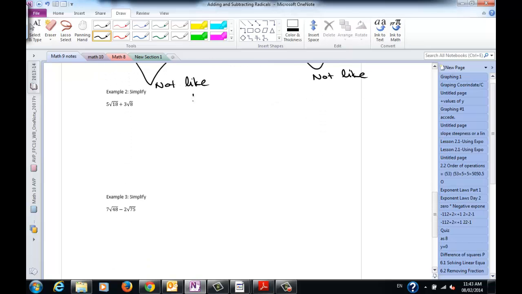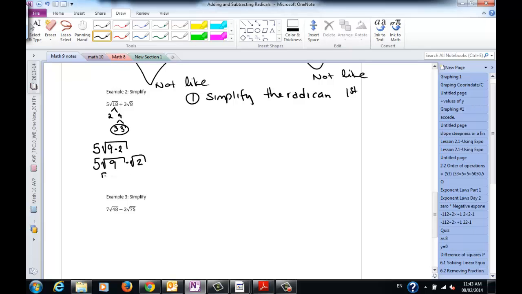Okay, so again, we're going to use this concept that I just said. We've got to simplify the radicand first. So for example, 18 I can break down to 2 and 9, 3 and 3. There's a pair here. It's a square root, so I can rewrite this as 5 root 9 times root 2, which is just 5 times 3 root 2, which is 15 root 2. Okay, so I'm going to adjust that.